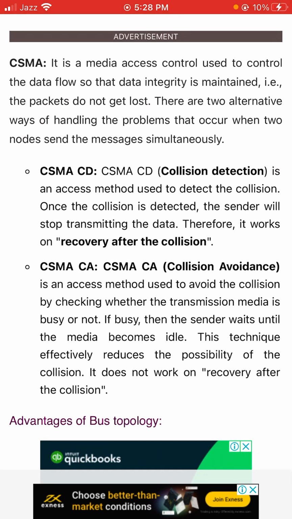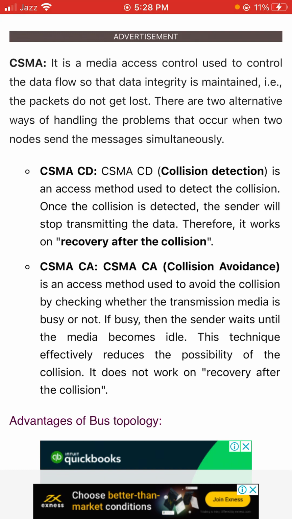CSMA is a media access control used to control the data flow so that data integrity is maintained. The packets do not get lost. There are two alternative ways of handling the problems that occur when two nodes send the message simultaneously. CSMA-CD.